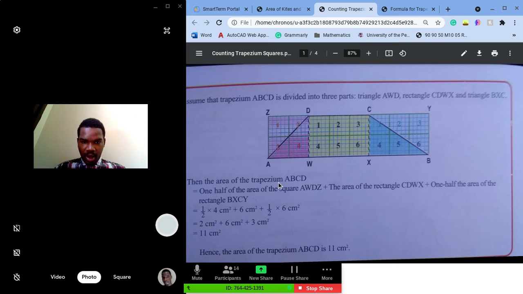The area of the trapezium A, B, C, D is equal to 1/2 of the square, plus the area of the rectangle, plus 1/2 of the rectangle BXCY. I'm going to explain that. Is everybody finished drawing? Not yet, sir. Alright, I'll give you one more moment.